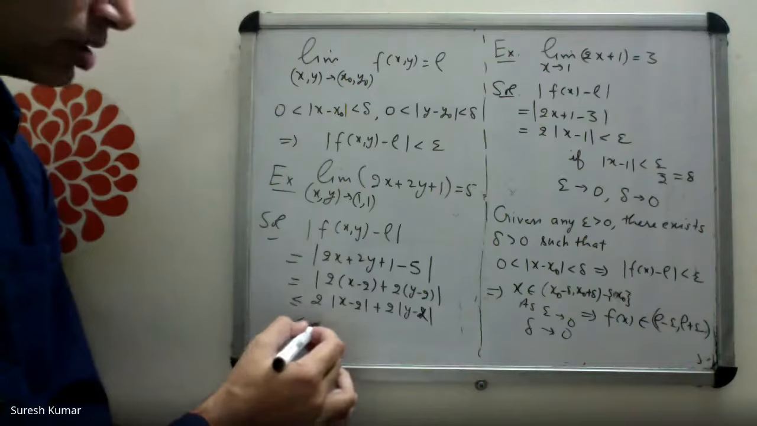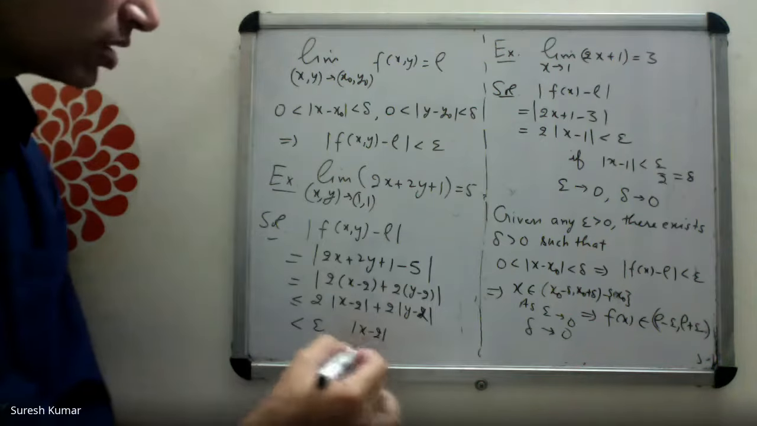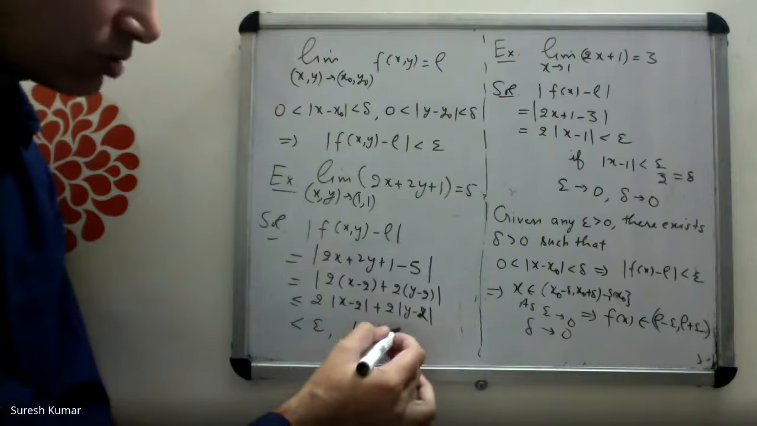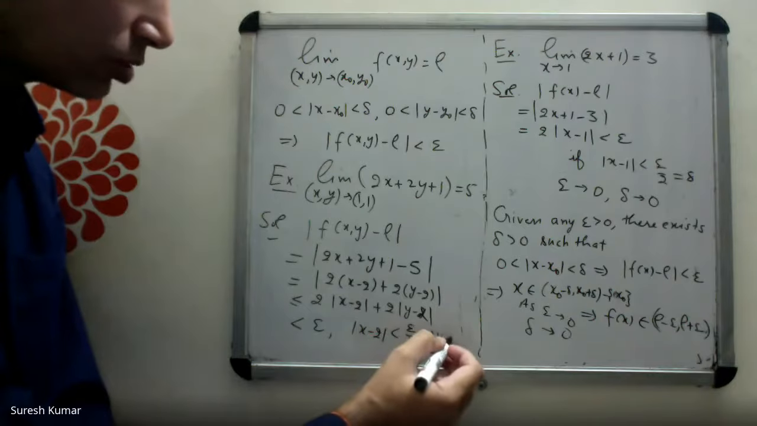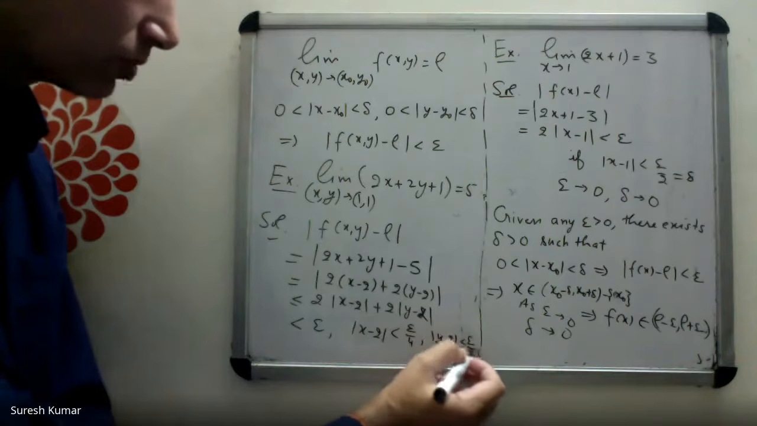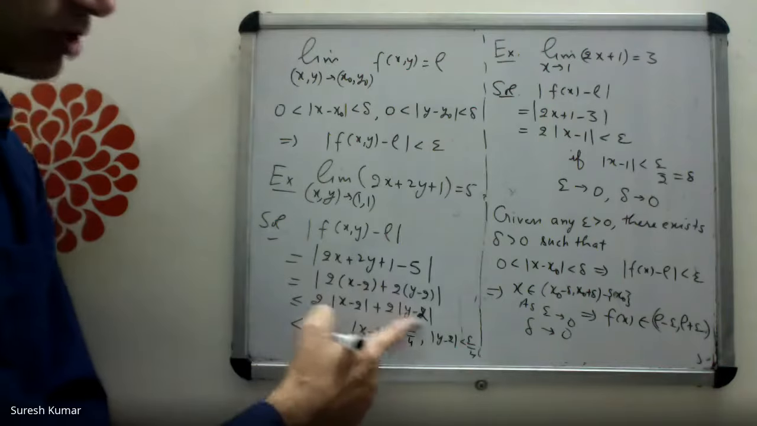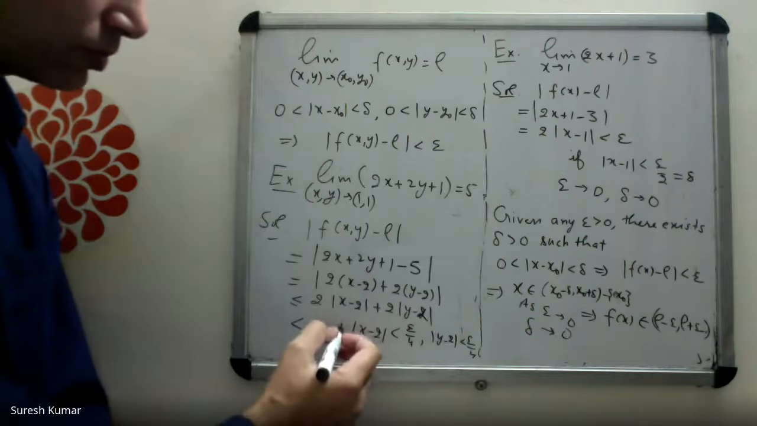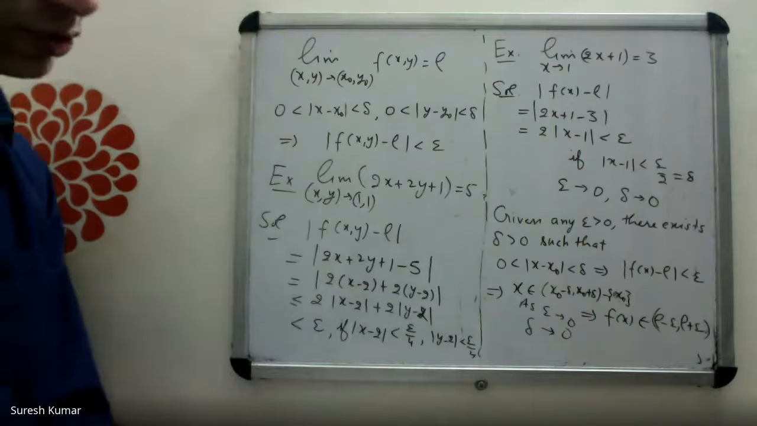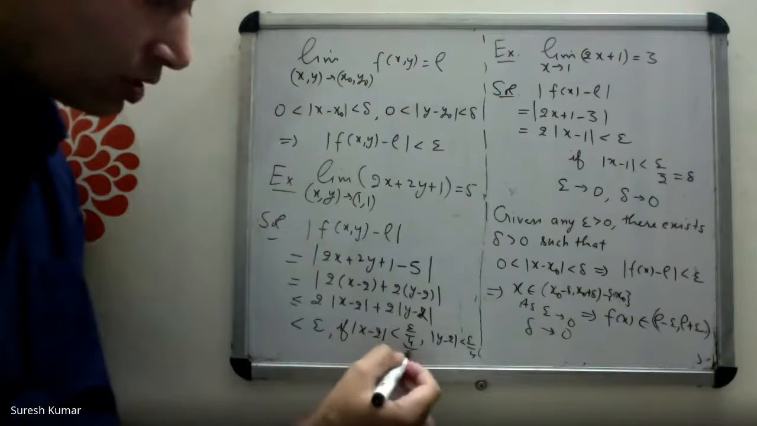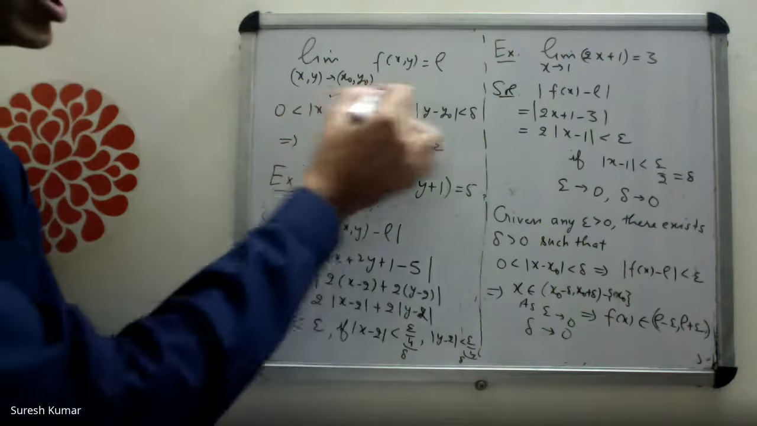Now I want this thing less than epsilon. How can I say that? I can say this by writing that mod x minus 1 is less than epsilon by 4, mod y minus 1 is less than epsilon by 4. When mod x minus 1 is less than epsilon by 4 and mod y minus 1 is less than epsilon by 4, then this whole expression is less than epsilon. That's correct. Call this delta. So you have established these conditions. You can check.